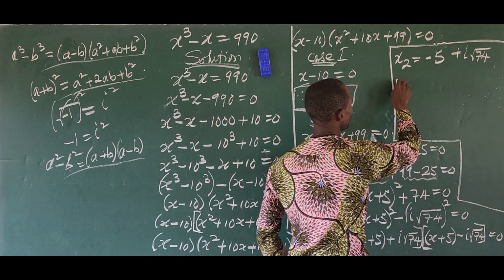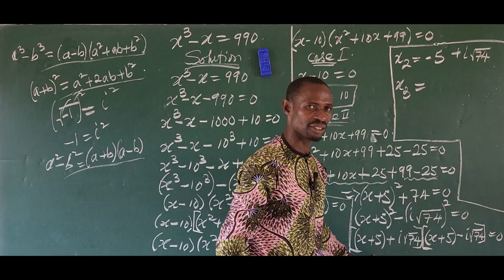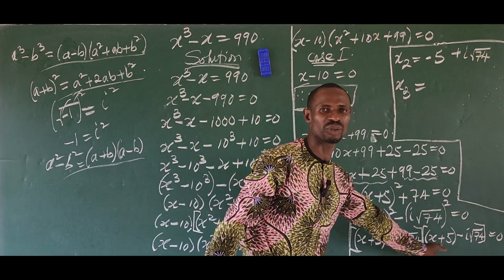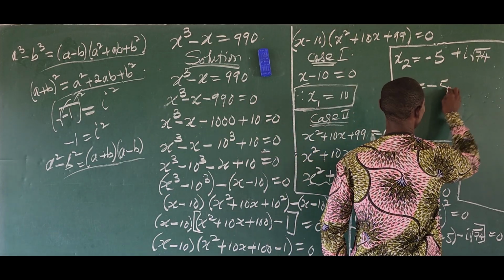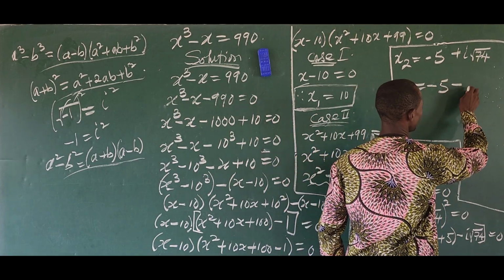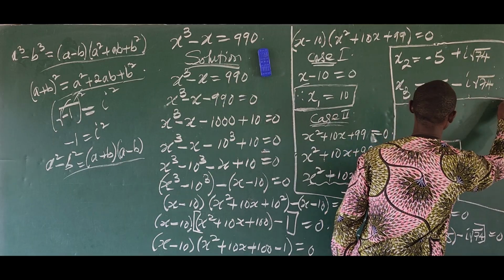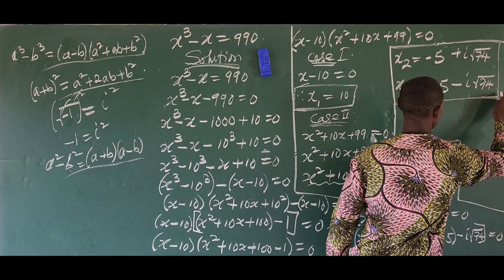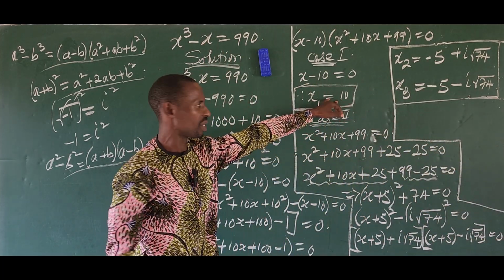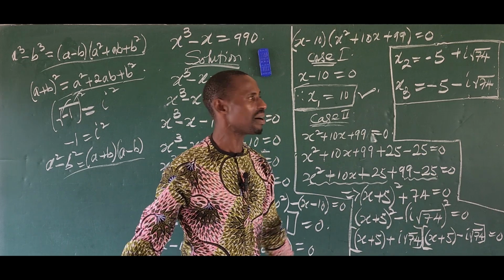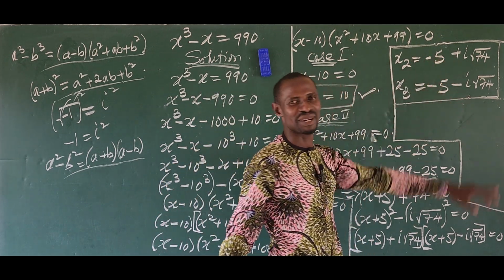Then we're going to have our x3, which is equal to, we're still going to have minus again, because here we have a plus sign. So when it crosses to the other side, it's still going to give us minus. So here we're going to have minus 5, then minus iota root 74. All right, so these are the other two roots to this challenge. Mind you, we solved for our x1 already. So our x1 is this, and our x2 is an imaginary root. Then our x3 is also an imaginary root.